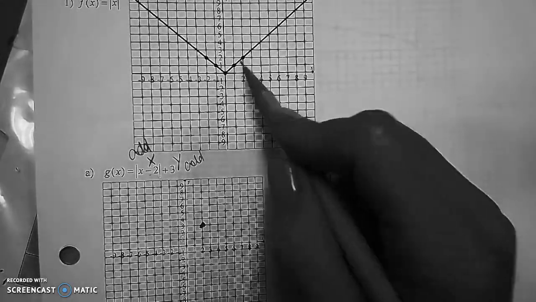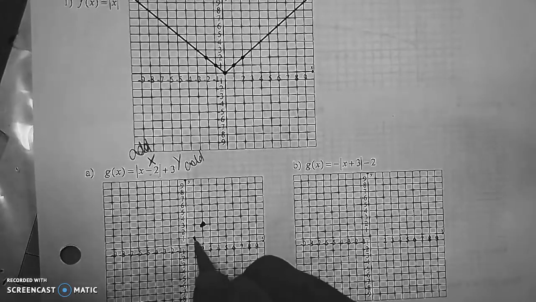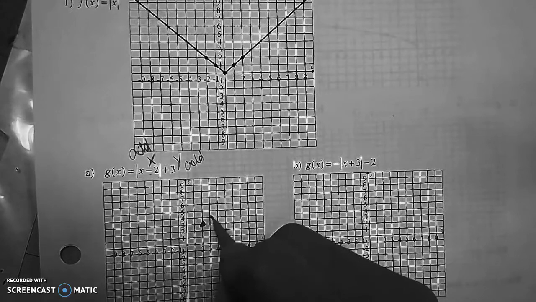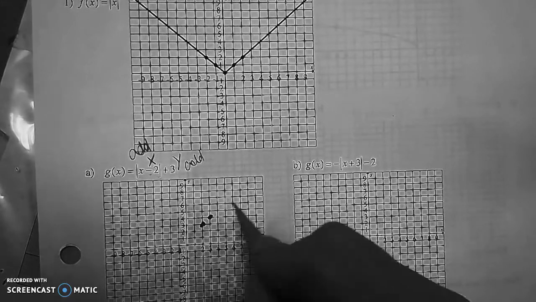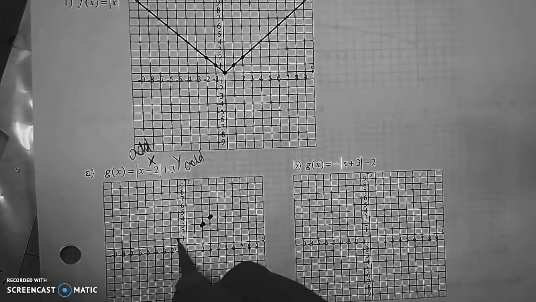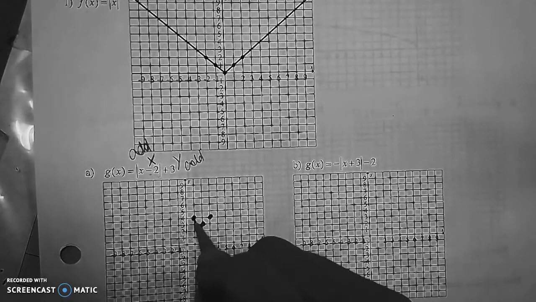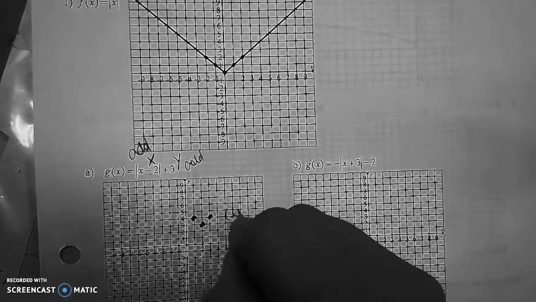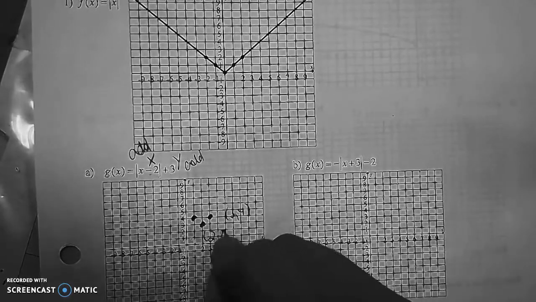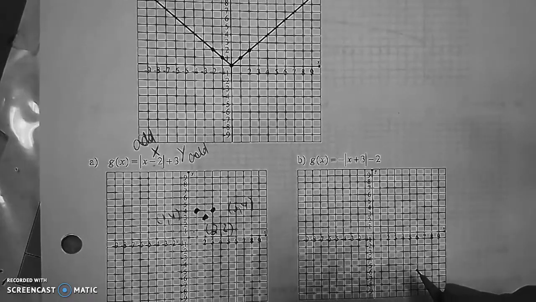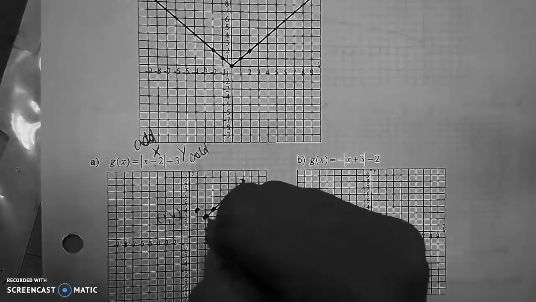Okay, let's keep going. So let's take the point 1, 1. We're going to go right 2, up 3. Let's take the point negative 1, 1. We're going to go right 2 and up 3. And I'm going to label those quickly: 3, 4; 2, 3; 1, 4. Do we have enough to get the shape of this graph? I believe we do.